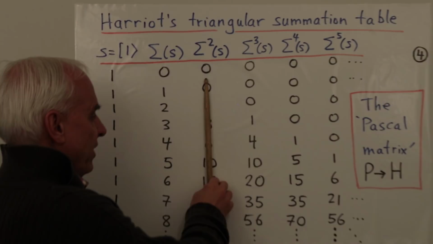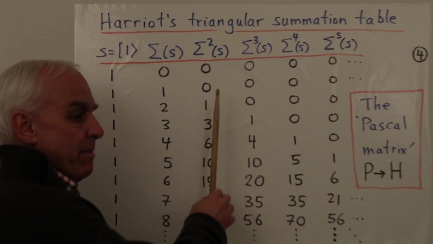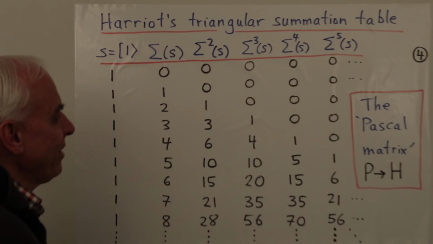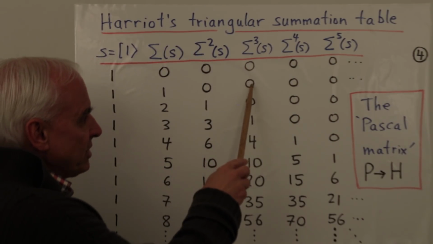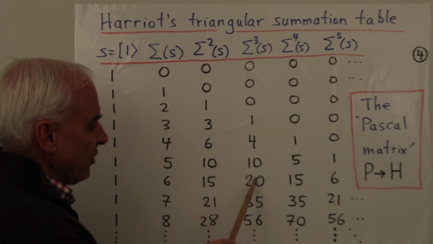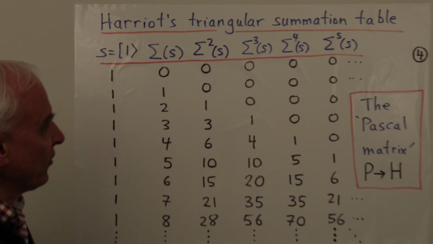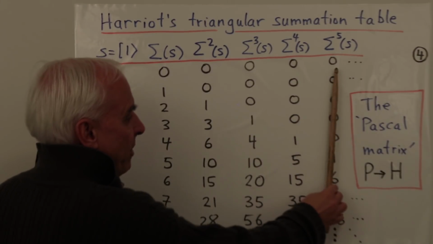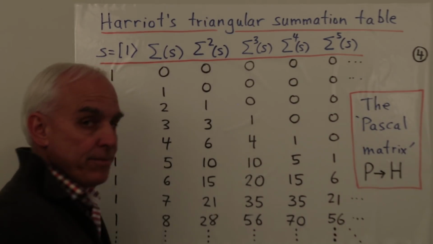And then having that one, we take the summation of this sequence, getting the summation cubed of the original, and that's then these numbers 0, 0, 0, 1, 4, 10, 20, 35, 56, and then here are the fourth summations, and then the fifth summations, and we could keep on going here.